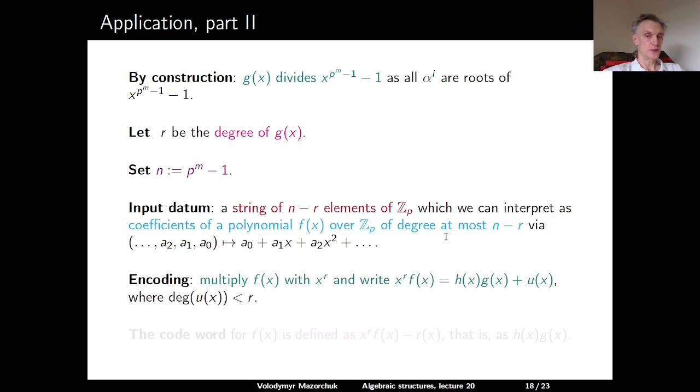So how do we encode? We multiply f of x by x to the power r, where r is the degree of g of x, and write the outcome in the following form. We divide by our generator polynomial g of x with a remainder. So we write x to the power r times f of x as h of x times g of x plus u of x, where the degree of u of x is strictly smaller than r.